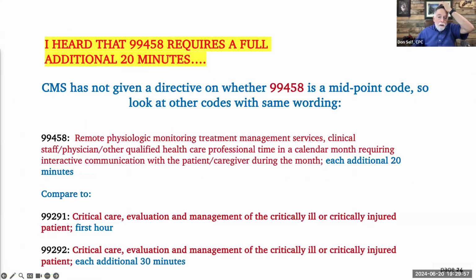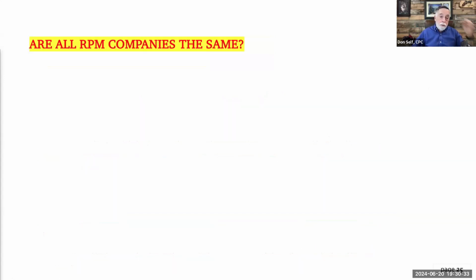Okay. And by the way, whenever folks question 99458 because the CPT code book doesn't say anything about a midpoint code, every time we've questioned CMS, and CMS has said so on their website, they always reference back to the AMA. And the AMA said, check with Medicare, and if not, just follow our other guidelines. You'll notice that with 99291 and 99292, additional time is always considered to be a midpoint code. The same thing goes for therapy codes, etc.